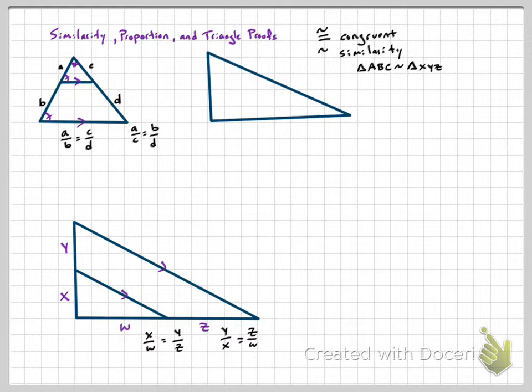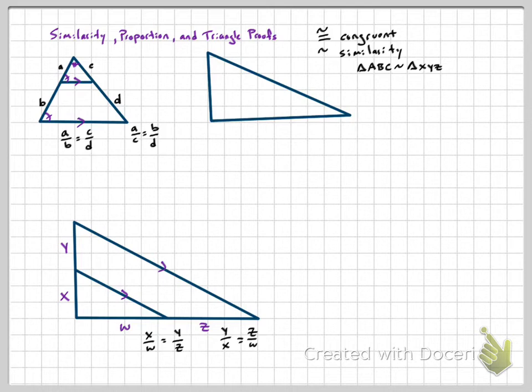Okay? So the sides get mixed up because they're similar. These sides are proportional. All right? They are proportional sides. So that means that you can set up the ratios just like that. All right? Hopefully that's helpful.